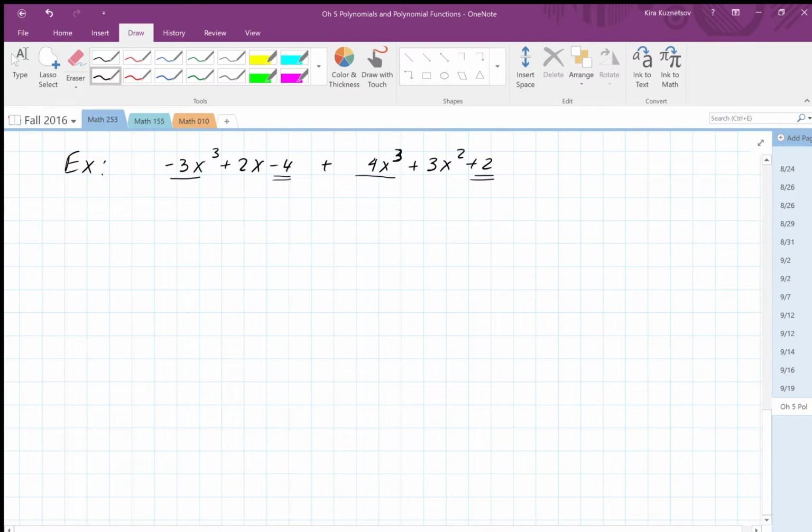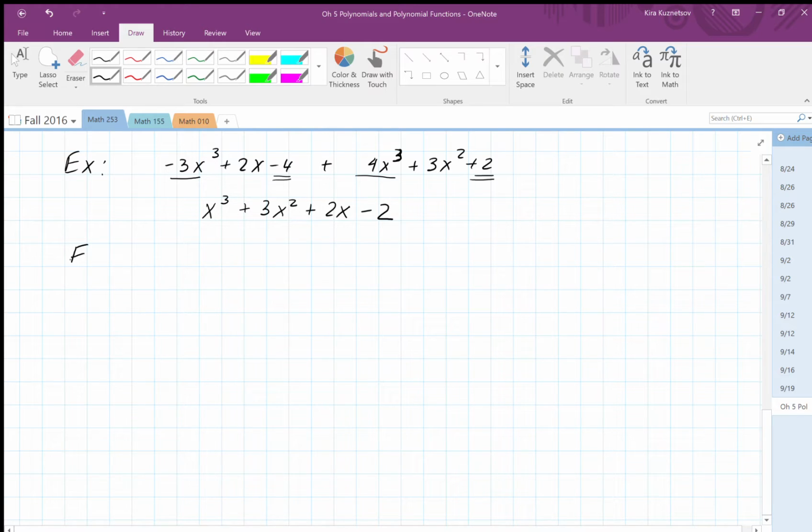Negative 3x cubed plus a positive 4x cubed, that's a positive x to the power of 3. Then I have my positive 3x squared. The next one is a positive 2x. And to follow this up is negative 4 plus 2, which is a negative 2.